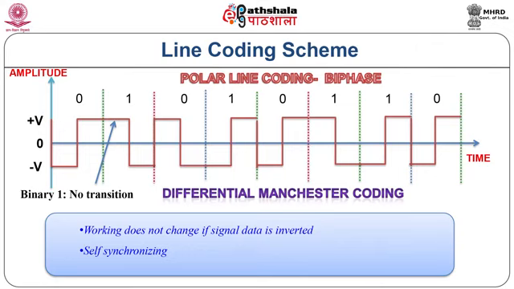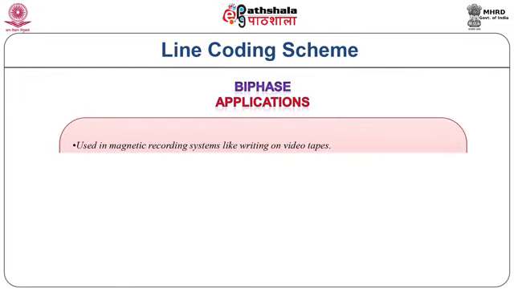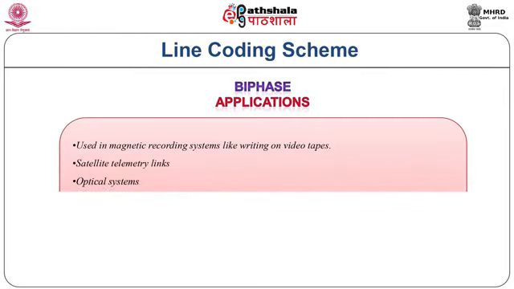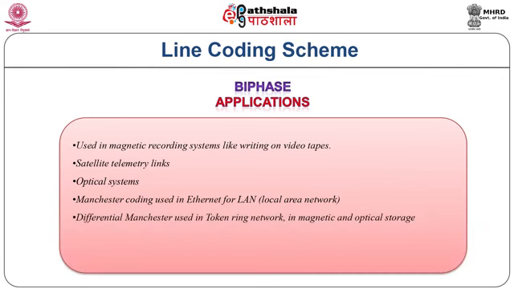Since there is always a mid-bit transition, it is self-synchronizing and the receiver can easily detect the clock signal from the incoming encoded data. Now let us list the basic applications of biphase encoding. Since this code does not have any DC component and is self-synchronizing, it is used in magnetic recordings. Other applications include satellite telemetry and various optical systems. Manchester is used in Ethernet-based local area networks. Differential Manchester is utilized in token ring networks and in magnetic and optical storage.